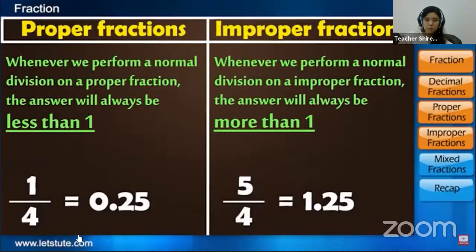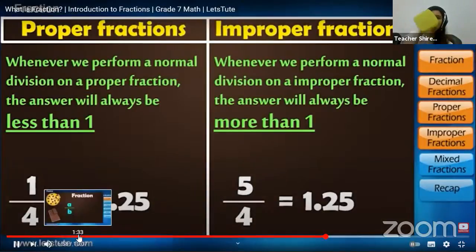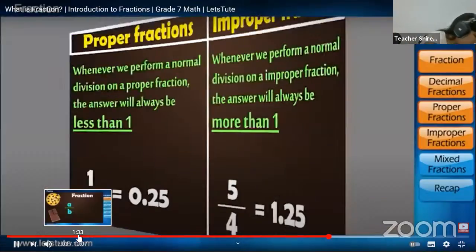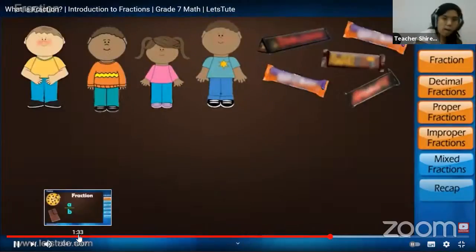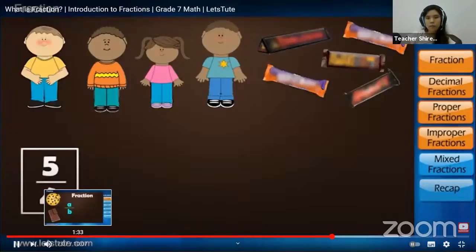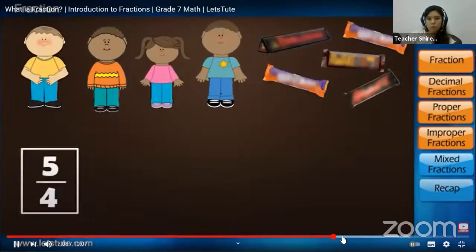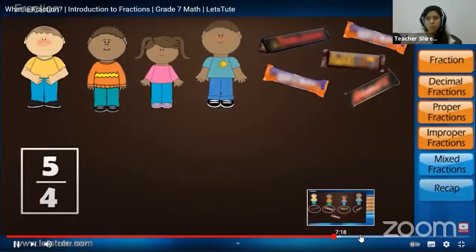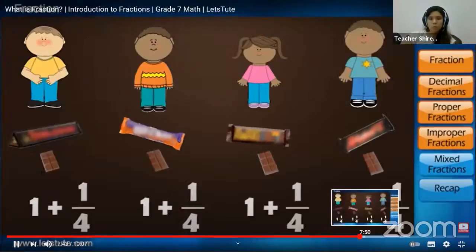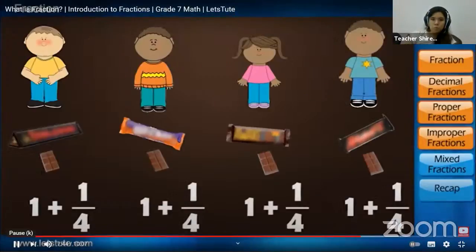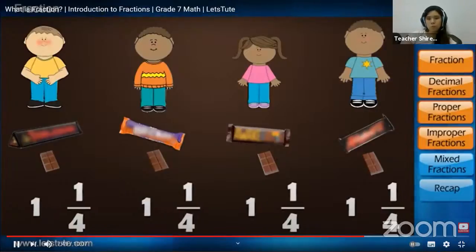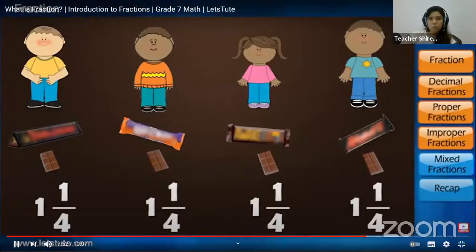Let's move on. Improper fractions can be further written in a different manner. We just saw an example of an improper fraction, 5 divided by 4. You guys had 5 chocolates and only 4 friends, with 1 chocolate each and 1/4 part of the other chocolate. In total, you have 1 and 1/4 chocolate. Right?